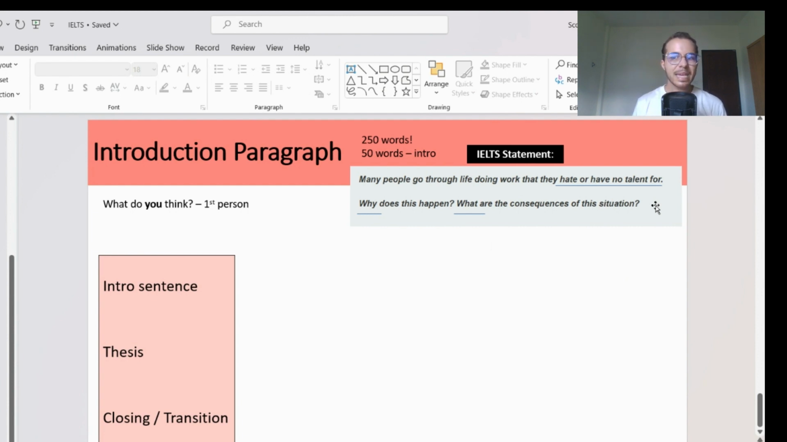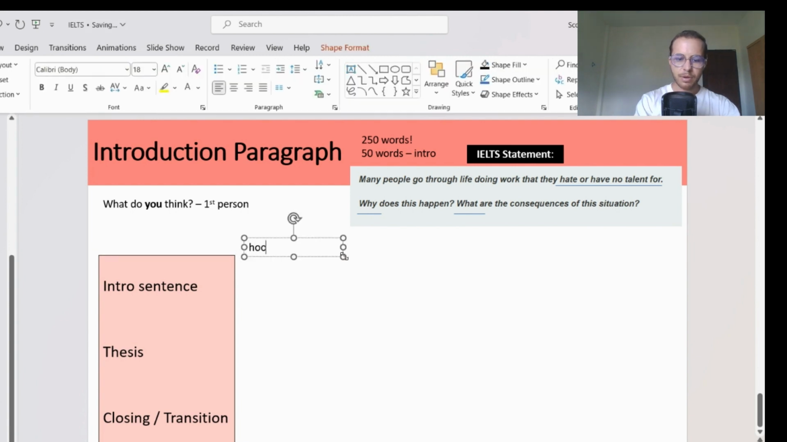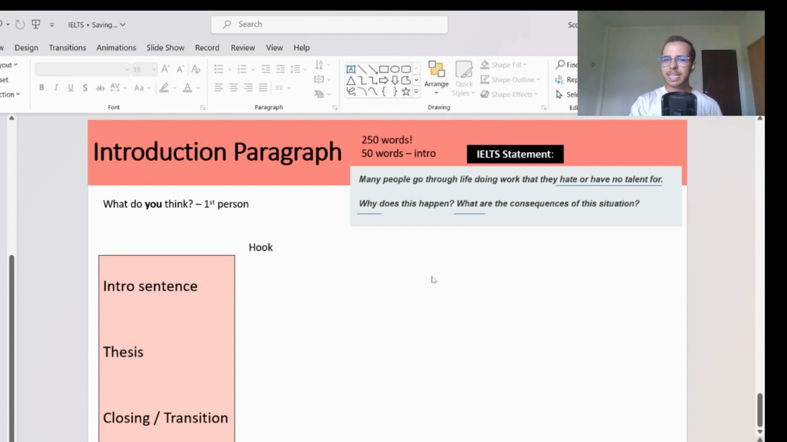Okay. In most articles that you read online, you might see a hook at the beginning of the paragraph. A hook, something to grab the attention of the readers. Because this is for an IELTS exam, we are not going to include the hook. The examiner doesn't really care about how interesting or fascinating the article is. They're looking for a logical argument or a logical essay.